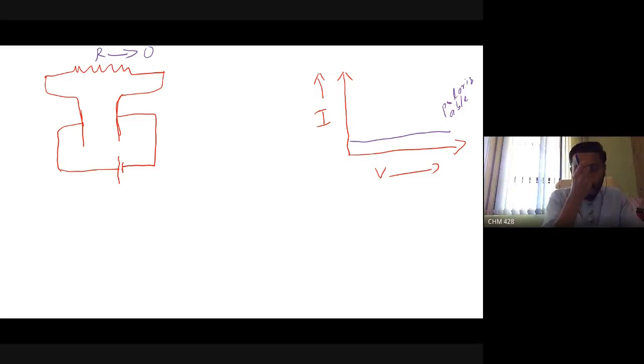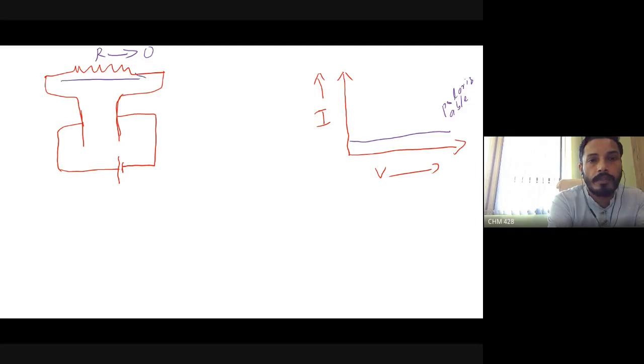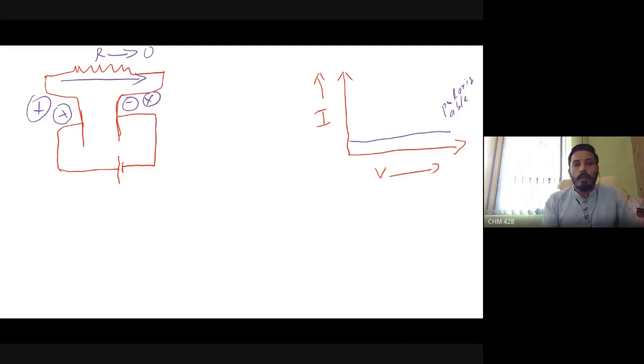So what happens is that when the resistance is very small, tends to 0, and you apply a voltage difference across the circuit, what will happen? The charges will leak through the resistor like this. And there is no possibility of accumulation of charges on this side. Why? Because the resistance is very, very small. It can easily pass through the resistor. It can easily leak through the resistor. So there is no possibility of accumulation of charge on the plates of the capacitor.